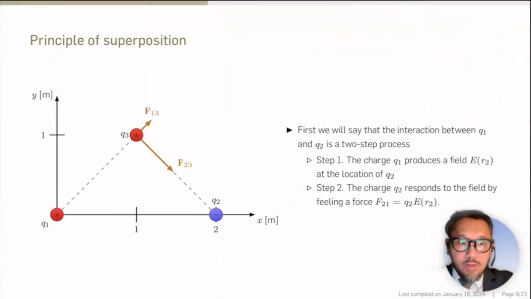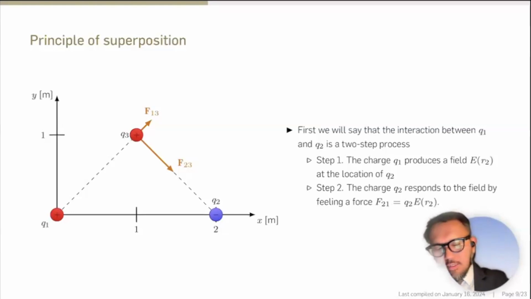So next, what I want to discuss is what happens if we have more than two charges. So far, we only discussed two charges, Q1 and Q2. So what happens if we put in the one that I just highlighted, which is Q1 and Q3, but what happens if I also add Q2, right?